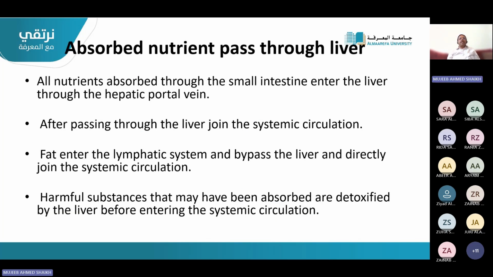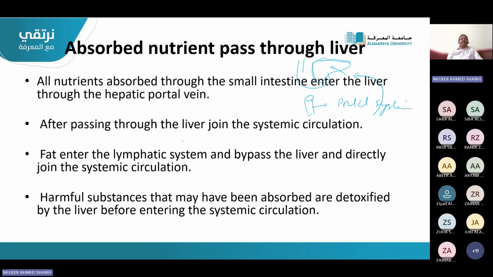Okay, once the nutrients are absorbed, let's say they come into the capillaries, then where will they drain? These capillaries are nothing but part of the portal circulation. That's why they will all drain into the portal vein and reach the liver. And then from the liver, it will go to the superior vena cava and then into the systemic circulation.